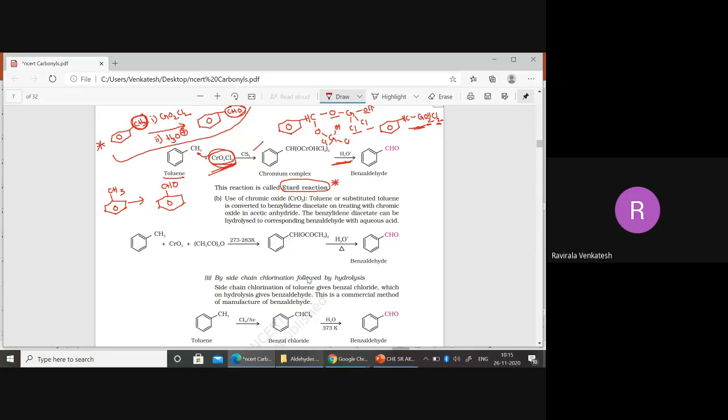Now, the second step is the hydrolysis reaction. At least write hydrolysis as the second step. If you don't remember H3O plus, write down hydrolysis.